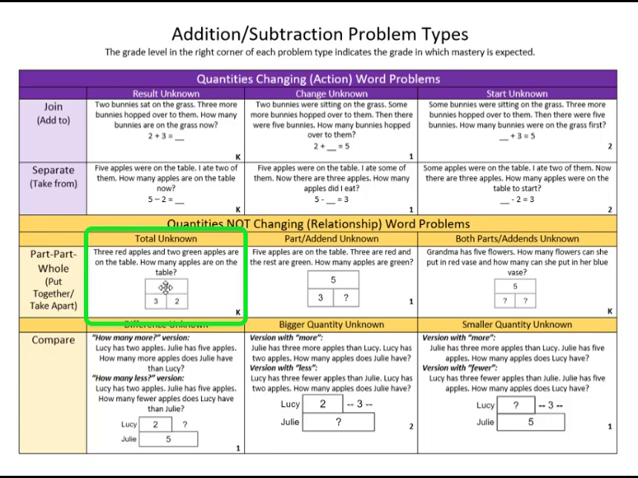Let's look at this very last problem type. It's called a part-part whole, both parts or both addends unknown. This is actually a kindergarten type. Grandma has 5 flowers. How many flowers can she put in a red vase, and how many flowers can she put in her blue vase? Notice in this problem they only give us the whole, and the 2 parts are unknown, hence the name, both parts unknown.